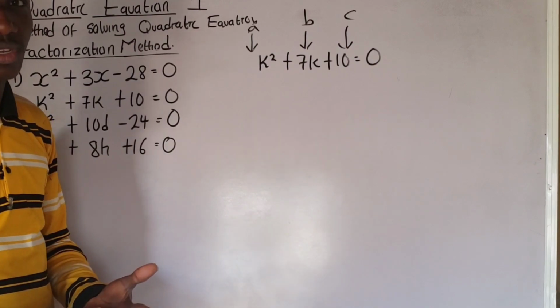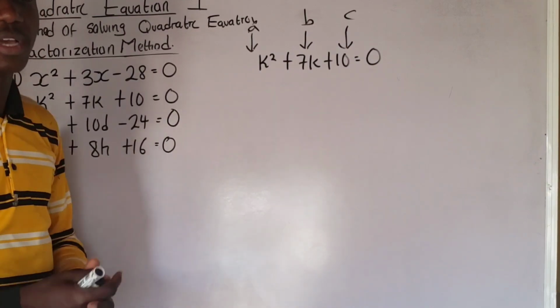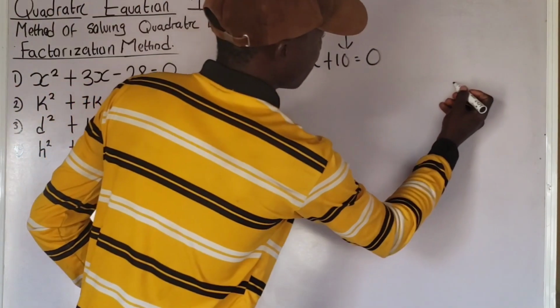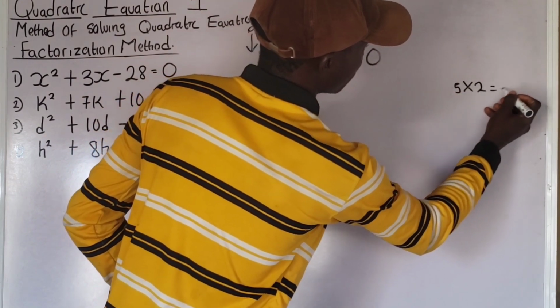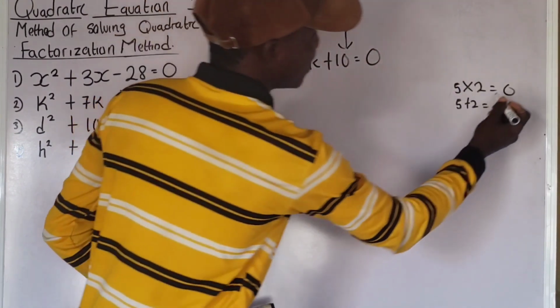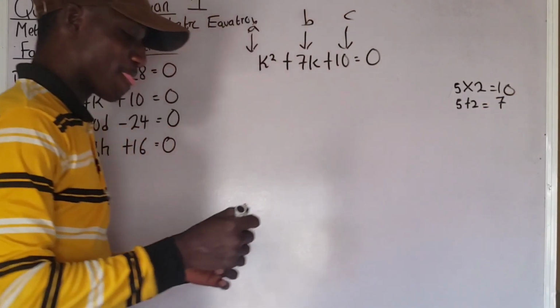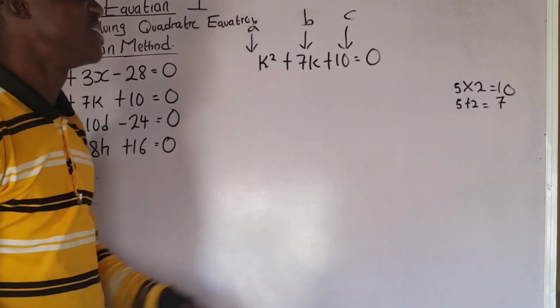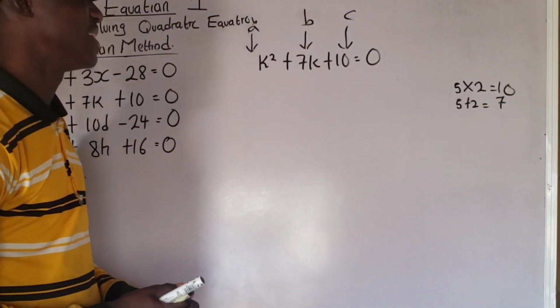5 and 2. 5 multiplied by 2 will give us 10. 5 plus 2 will give us what? 7. You understand? Okay, sorry, this is 10. Now, you can see that the numbers that we need are what?